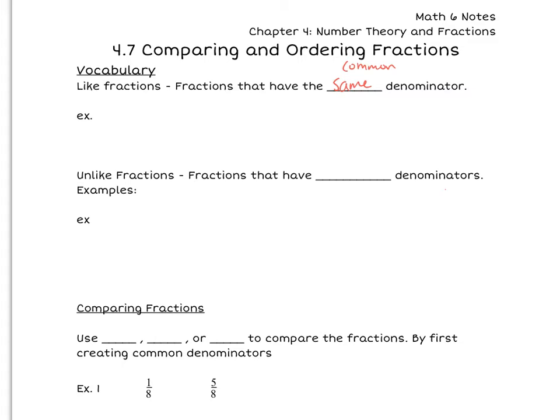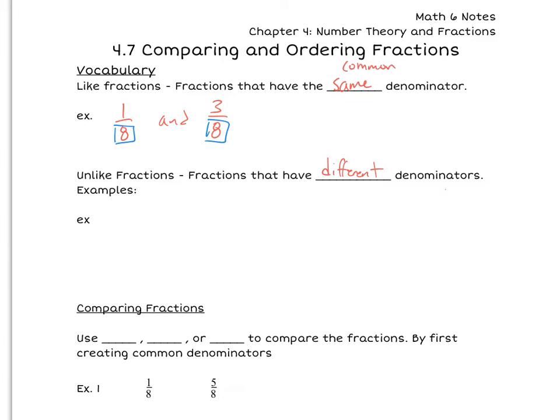So that just means the numbers are the same on the bottom. For example, 1/8 and 3/8 are like fractions because this 8 is the same number on the bottom. The number on top doesn't matter. We're just looking at the number on the bottom. So obviously then, unlike fractions are fractions that have different denominators.